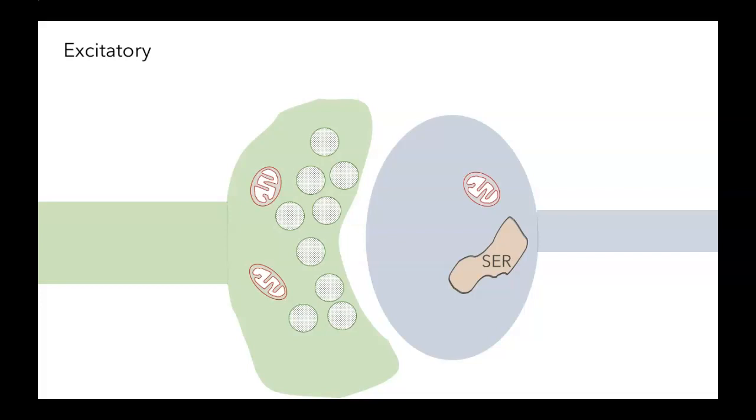I've drawn the terminal on the left in green, and then I have the target cell on the right. And here I've drawn it as a dendritic spine because in the central nervous system, glutaminergic synapses often occur on spines. That's not the only place we can find them. We can also find them on spineless dendrites. We can find them on axon terminals. There are even some glutaminergic inputs onto cell bodies.